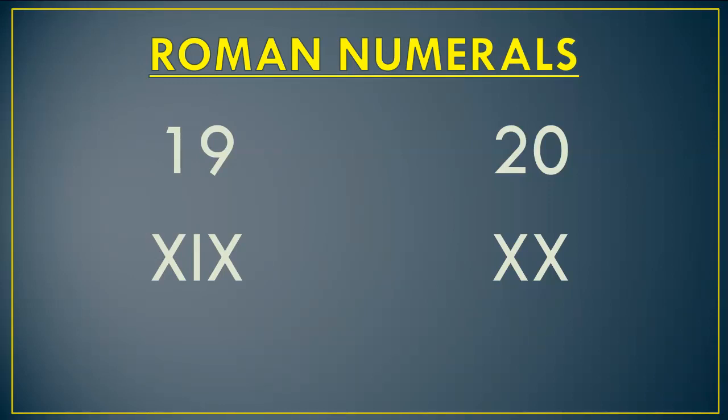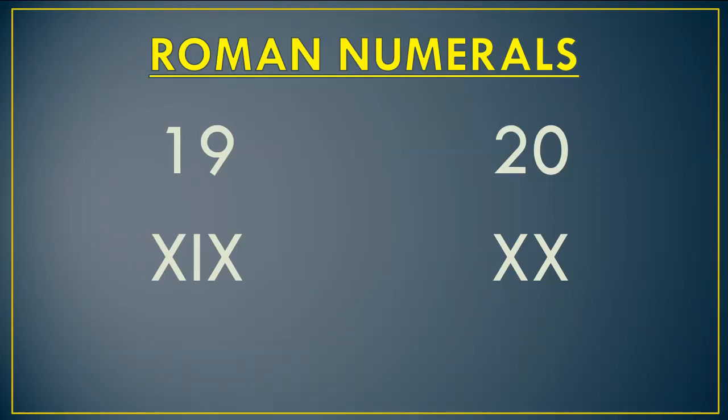1X is equal to 10, and 10 plus 10 is equal to 20. So we write XX. Now we have got all the 10 numbers. Hopefully there will be no confusion.